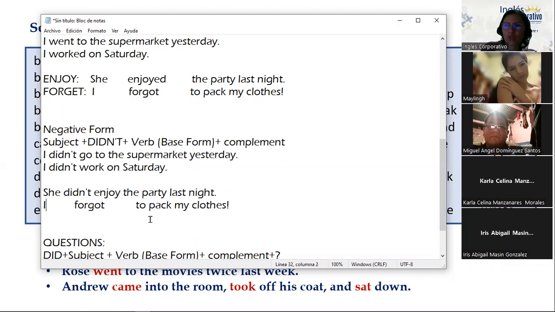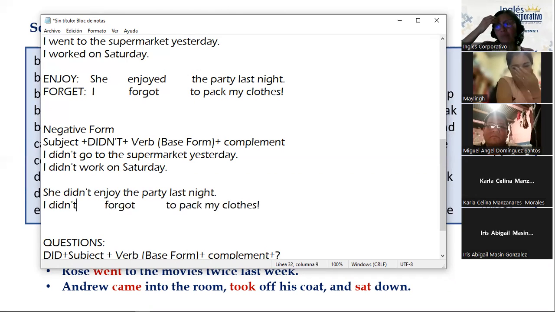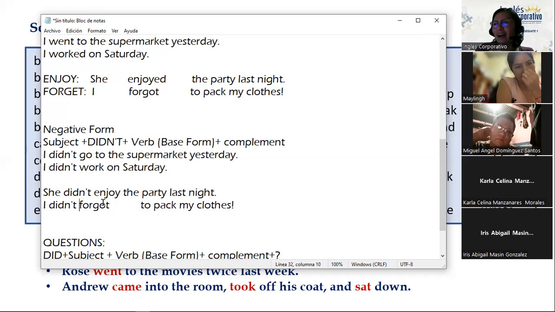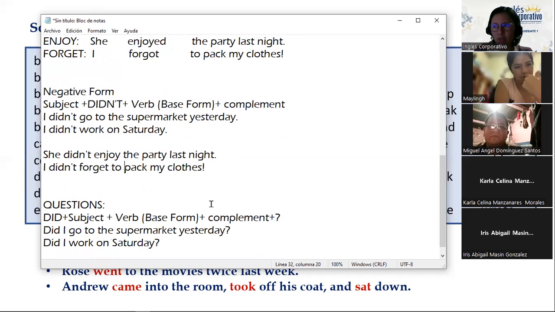So, suddenly I come along, right? And ask me, hey, did you pack your clothes for a trip? Right? And I say, yeah, obviously, duh, right? I didn't forget to pack my clothes. What's wrong with you, right? I'm always prepared and I already have all my things ready. So, no, I didn't forget to pack my clothes, okay?